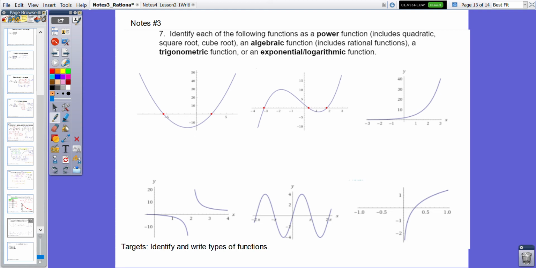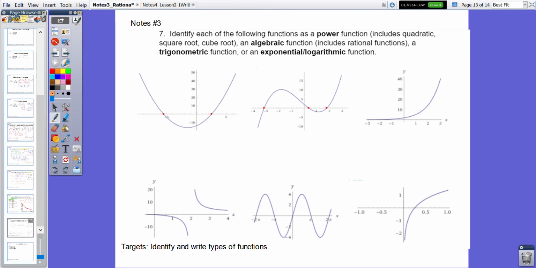How do we define a function based on how it appears in a graph? Let's look at number 7 here. Identify each of the following functions as a power function, an algebraic function, a trigonometric function, or an exponential/logarithmic function. Each one of these classifications has a very basic definition. Starting with the power function here.